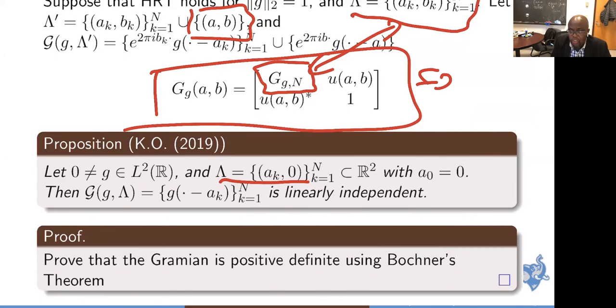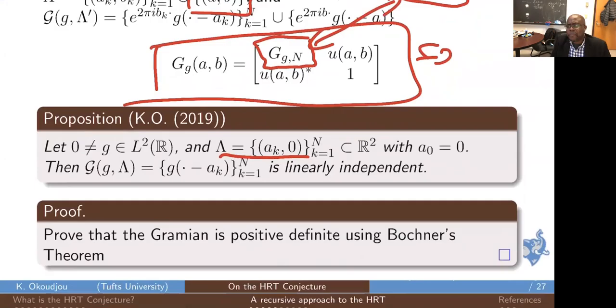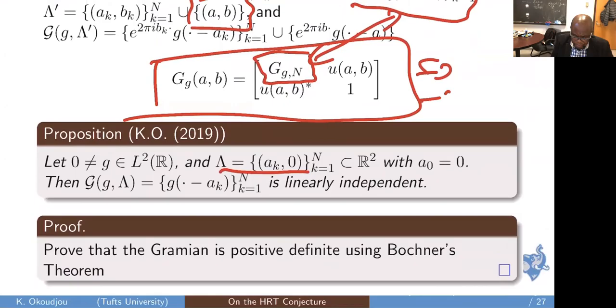So this is not new information, but it's a way to show that this approach can actually give you one of the known results about the HRT. So what I want to do now is look at a few cases that I can handle. But before that, I want to understand a little more how to interpret the positive definiteness of this matrix.